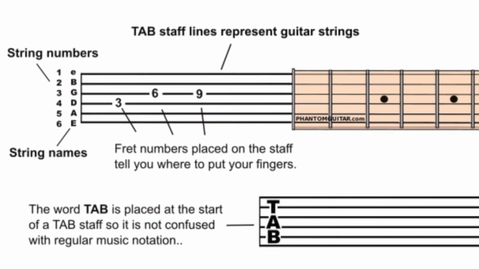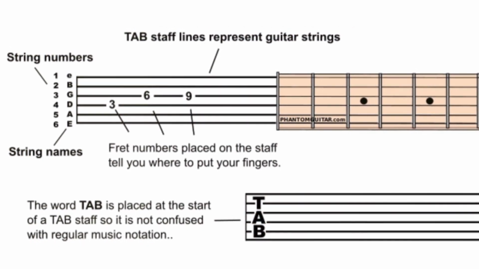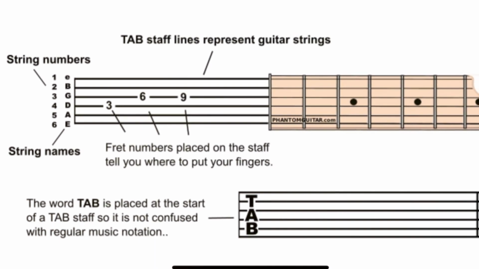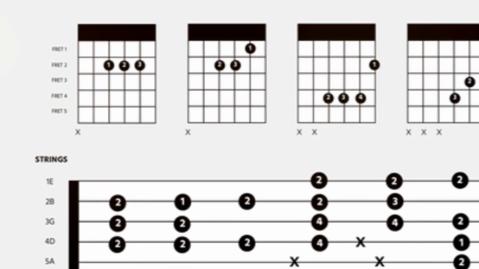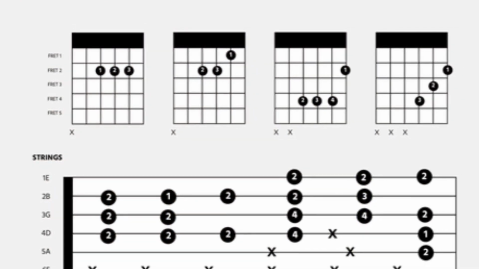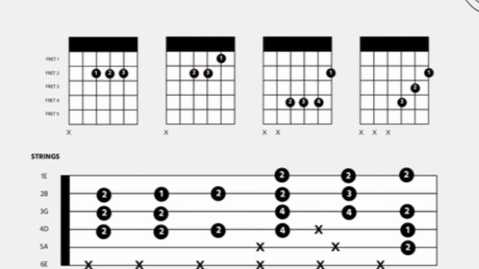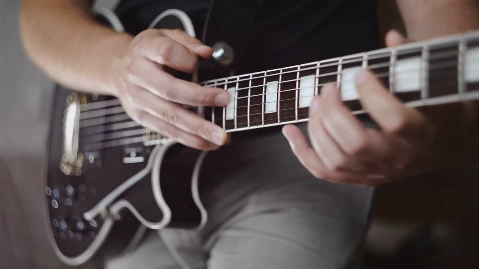Now, on these lines, you'll see numbers. These aren't just any numbers, they indicate the frets where you should place your fingers. For instance, a number 3 on the top line tells you to press down the 3rd fret on the high E string. But what if there are multiple numbers stacked vertically? Don't fret. This simply means you play those notes at the same time, creating what we call a chord.